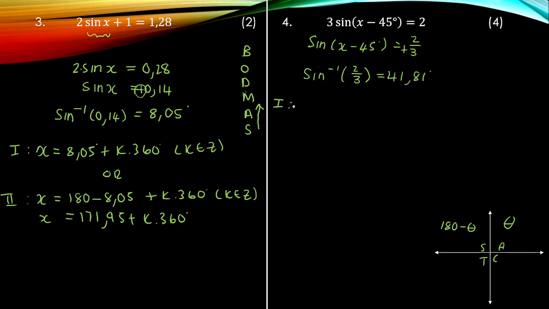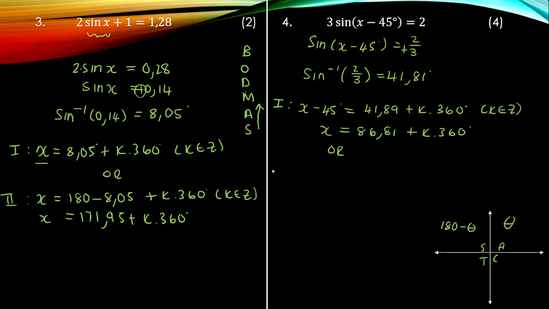When I go to my solutions, instead of just writing x here, like we normally did, we're going to write whatever's there. So x minus 45 is equal to 41,89 plus k times 360, k an integer. x is going to be, remember, we're going to move the 45 over and we're just going to add it. And I'm going to get 86,89 plus k times 360.